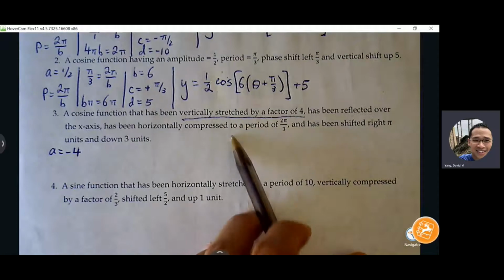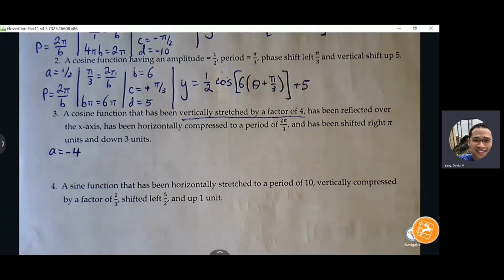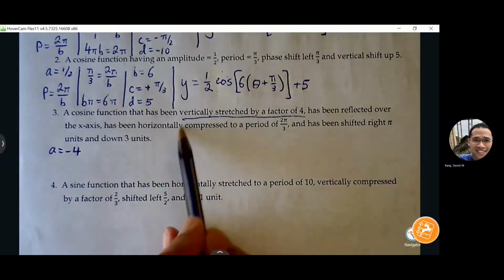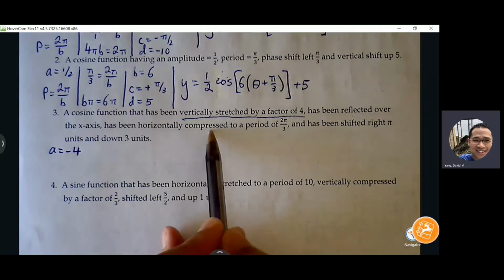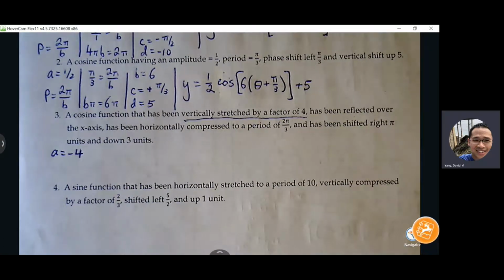The compressed, we just have to understand that we're going to be able to solve for b, and whatever the b value is, that's going to be what it is. So don't do anything different with seeing that word compressed, just adapt to our period. Shifted right pi units and down 3 units. Okay, so pretty much same thing as number 2 and 1, just a little bit wordier.